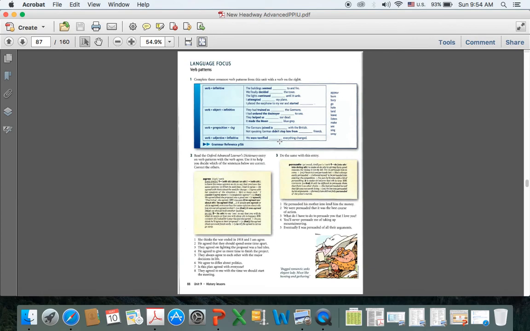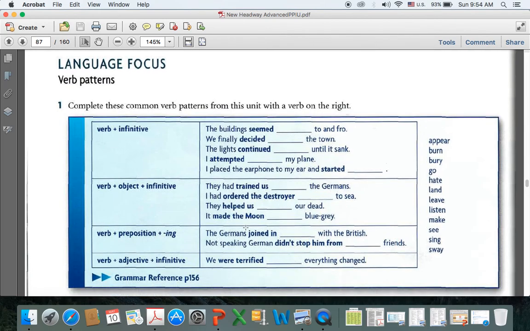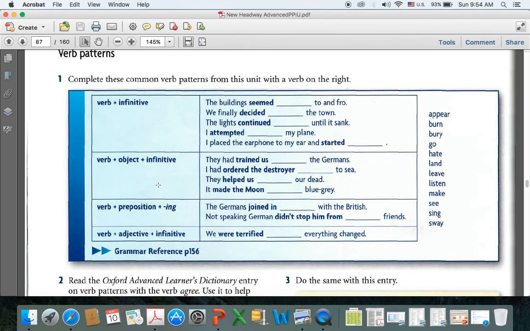Right, so let's begin our lesson today. The grammar focus on page 80, unit 9. You see, in these lessons, you are going to learn about verb patterns. I think you may have some idea about verb patterns in English. Some verbs we can use only with infinitive, some verbs only with gerunds, and some verbs we can use with both gerund and infinitive.